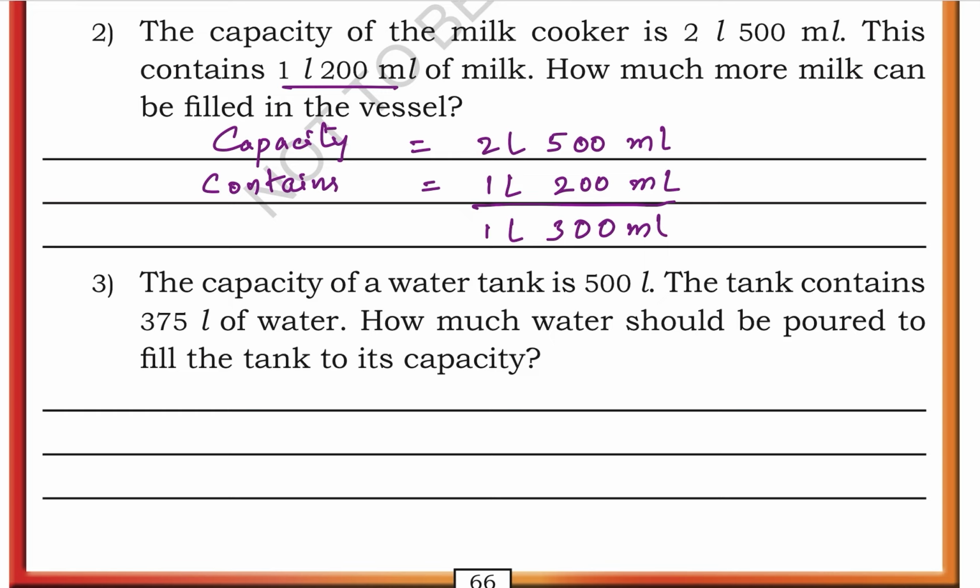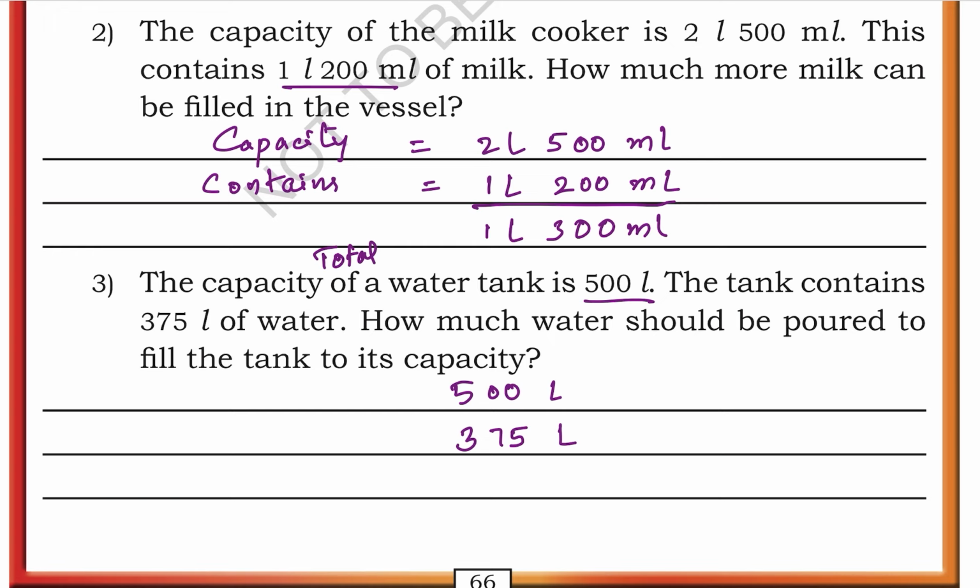Question number 3, the capacity of a water tank is 500 liter. See, the capacity of water tank is 500 liter, means it is a total capacity. You cannot fill more than 500 liter in the tank. Okay, this is a total capacity 500 liter. The tank contains 375 liter of water. What it contains? 375 liter of water. How much water should be poured to fill the tank to its capacity?